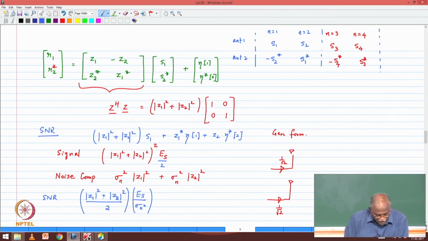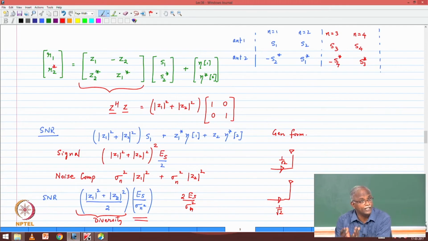So this is diversity gain, right? If you had obtained 2 times Es by sigma n squared, then that would have been array gain as well. But definitely you did not get that. There's no 2 in the numerator. It's basically, this looks like the SNR of a single antenna.